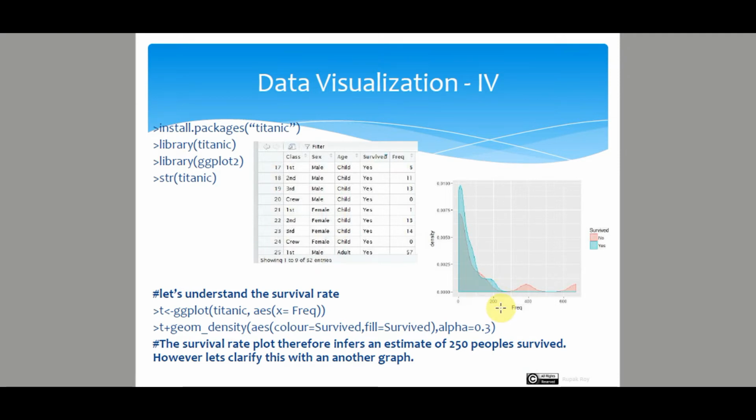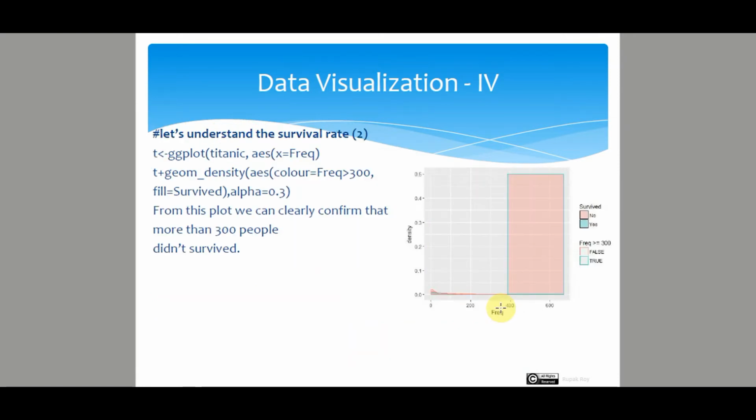Now, let's validate this with another graph. Here, we have applied geom density to distinguish the frequency by color if frequency is greater than 300. From the output, we can clearly confirm that more than 300 people didn't survive.